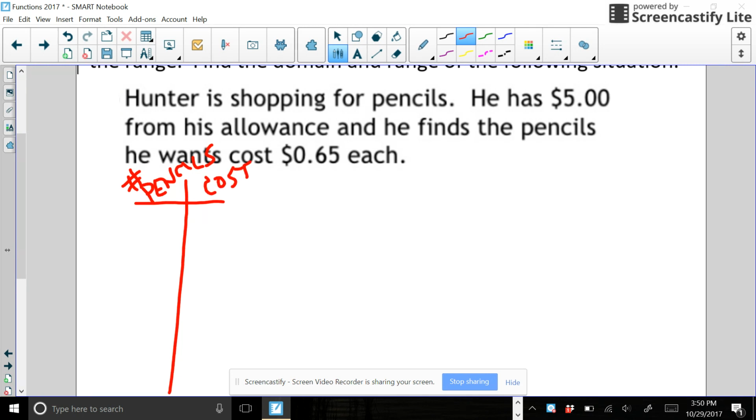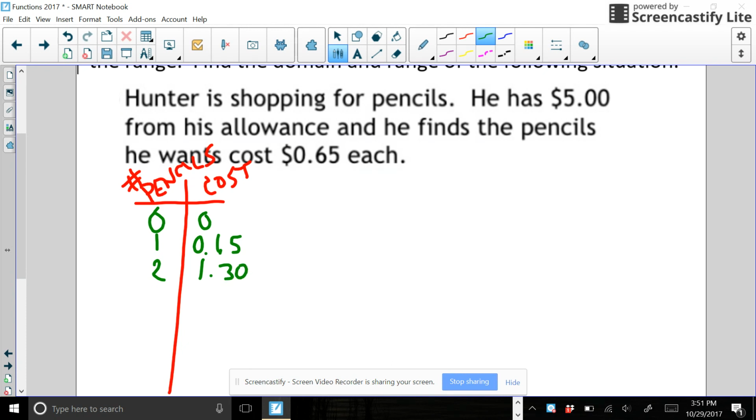I'm going to skip the process column because we don't need to come up with a rule. We just need to think about what numbers can be put in. So we're talking about buying pencils. Does it make sense to have negative pencils or fractional pencils? Can we have half pencils or 0.25 pencils? That doesn't make sense. Now it is possible to buy 0 pencils, and then the cost would be 0. It's also possible to buy 1 pencil, and then our cost would be 0.65. It's possible to buy 2 pencils, and then our cost would be $1.30.